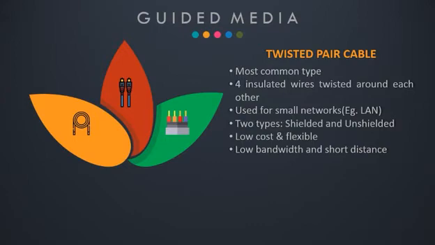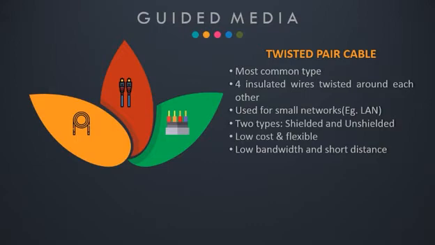Then there are two types of twisted pair cables, shielded and unshielded. Shielded twisted pair cables, or STP, offer an additional insulation which further reduces the signal interference and crosstalk. That is the main difference between STP and UTP, that is shielded twisted pair cables and unshielded twisted pair cables.